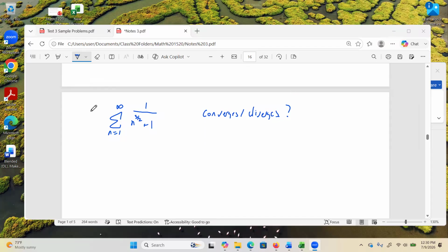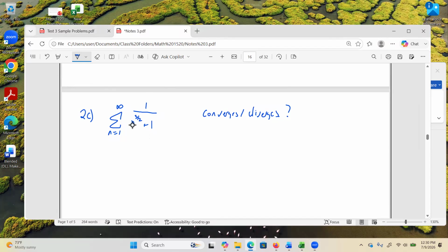So we are looking at problem number 2C, I think, pretest 3. So we're looking at does the series 1 over n to the 3 halves plus 1 converge or diverge, and why? Again, I don't want you to just flip a coin and tell me. I need you to show me why this is going to happen.